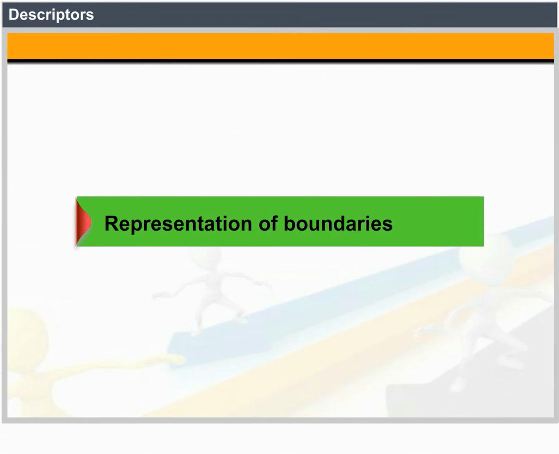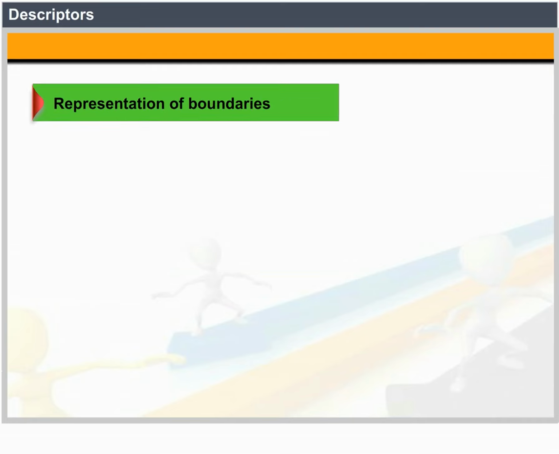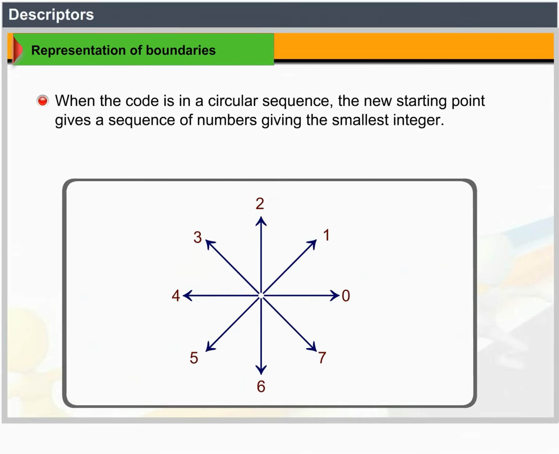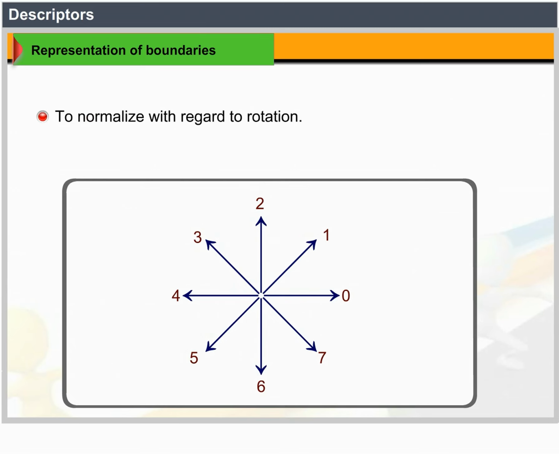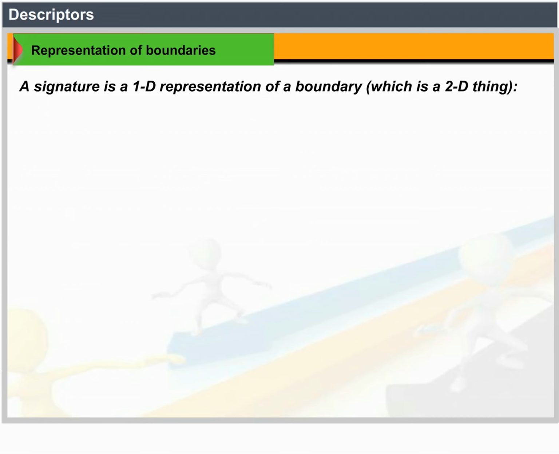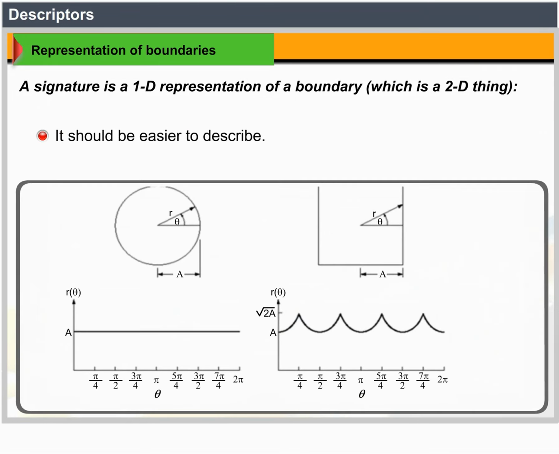Representation of boundaries. To remove the dependence on the starting point, the code is a circular sequence. The new starting point is the one which gives the sequence of numbers forming the smallest integer, to normalize with respect to rotation. A signature is a 1D representation of a boundary, which is a 2D thing. It should be easier to describe. For example, distance from centroid versus angle.